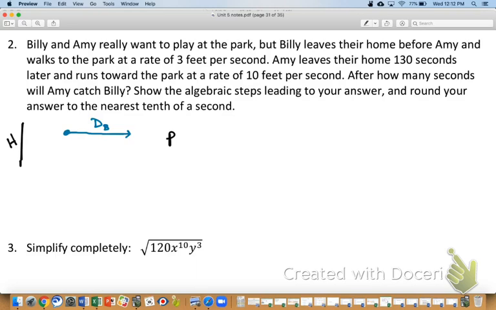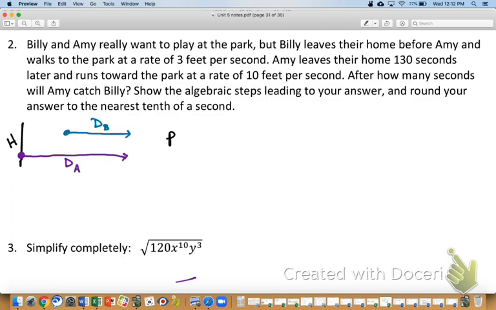Amy, for whatever reason, did not get the same head start that Billy did. And so when Billy is out there, she finally leaves the house. She is much faster, so she catches up to him somewhere out there, heading towards the park. I'm going to call that distance of Amy.